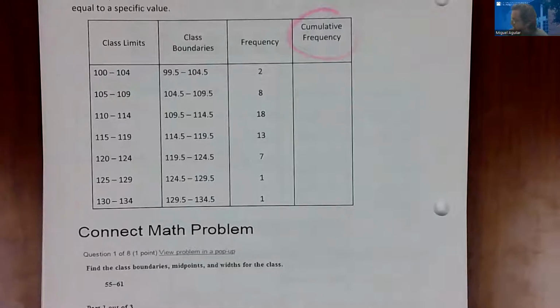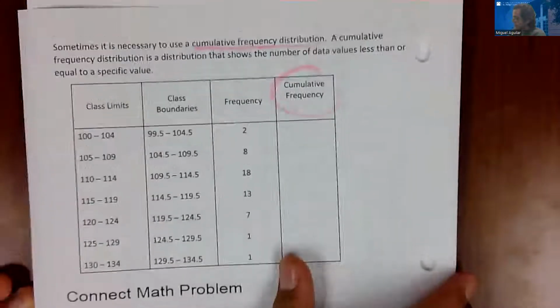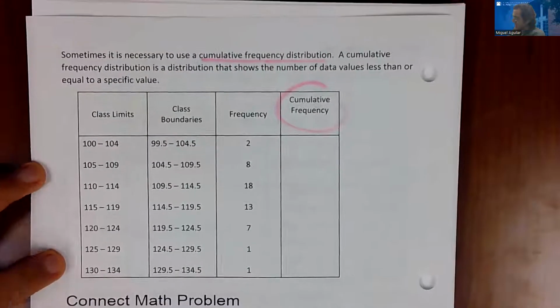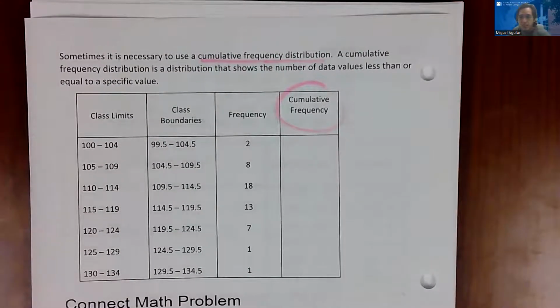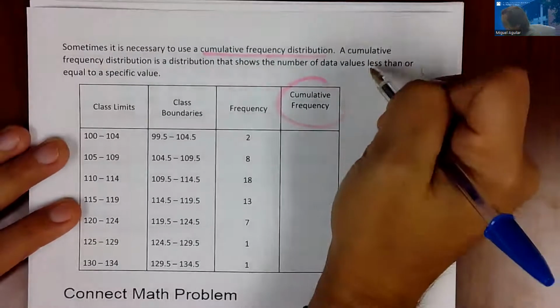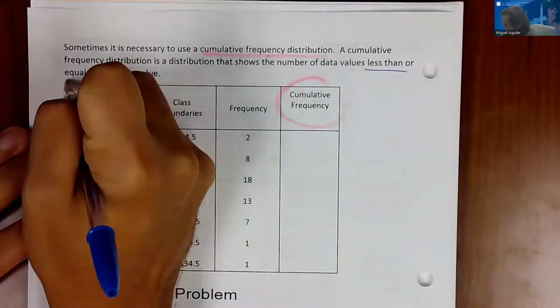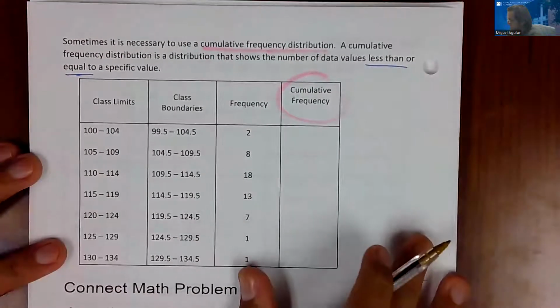Basically, what a cumulative frequency distribution is telling you is that this distribution shows the number of data values that are less than some specific data value, less than or equal to. Okay, what do I mean by that? Let's think about this for a moment. Less than or equal to.